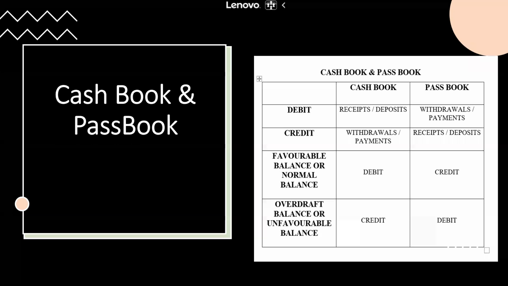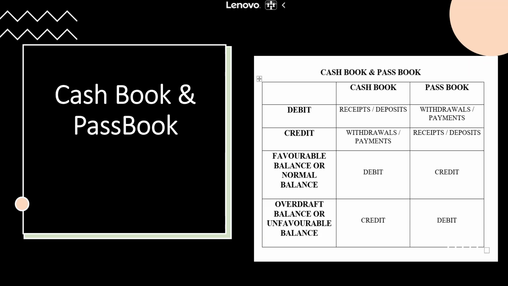Okay, now tell me one more thing. If there is a receipt in the cash book, will the cash book balance increase or decrease? I'll tell you with an example. Okay, just assume the receipt side of the cash book has two columns, debit and credit. So debit side is our receipts, credit side is our payments.